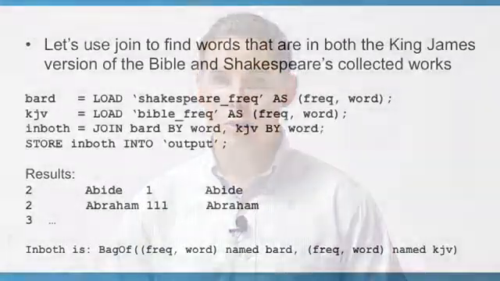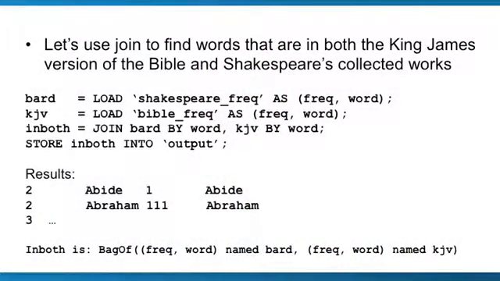Then we're going to operate our joins. Let's use a join to find words that are in both the King James Version of the Bible and Shakespeare's collected works. So we'll use a load function for both files. Then we'll say in both, let's join by word KJV. Then we're going to store that in an in both into our output file. Very simple, very powerful.